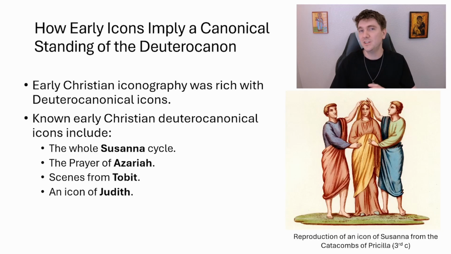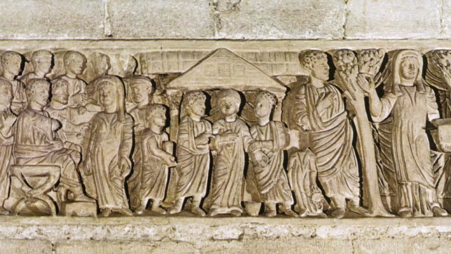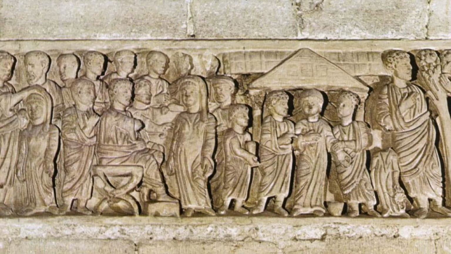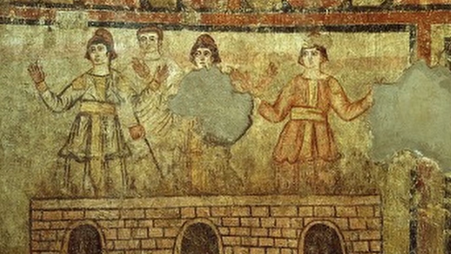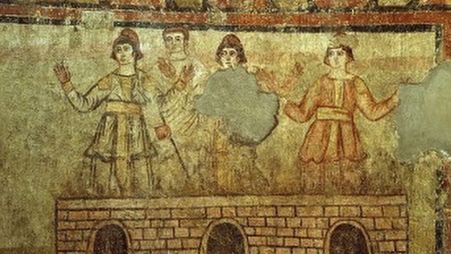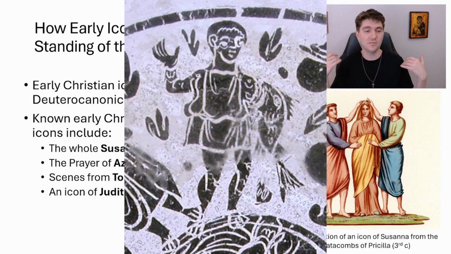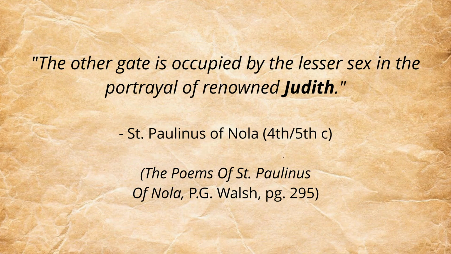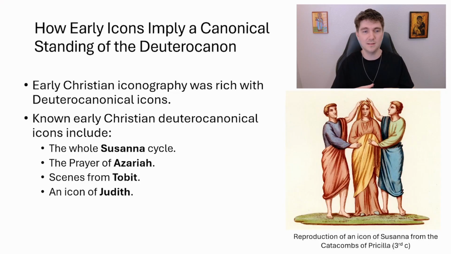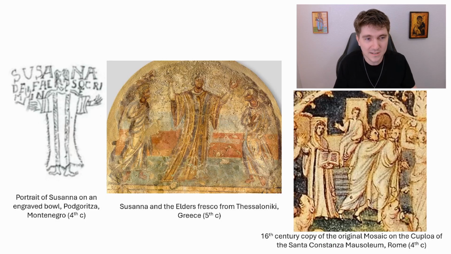Early Christian iconography was rich with Deuterocanonical icons. We know of icons of the whole Susanna cycle, that's scenes from the story of Susanna. We have the three youths in the furnace in Orans position, which indicates the prayer of Azariah. There are scenes from the book of Tobit, scenes from the book of Judith, and all of these are found in multiple places in many different examples in early Christian art from the 2nd through 5th centuries. So here's a few examples.